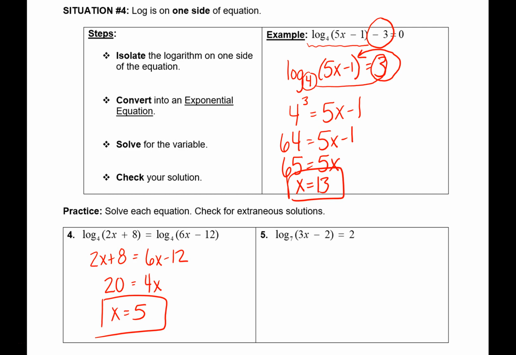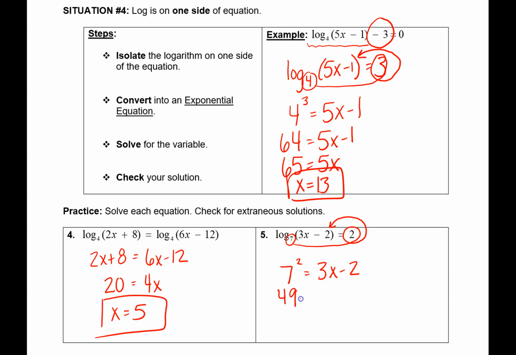On the number 5, I have log base 7 on one side and a 2 on the other. I don't have log base 7 on both sides, so I can't just set the interiors equal to one another. In this one, I don't have anything to isolate because the only thing on the left-hand side is this logarithm. So I'm going to exponentiate, meaning I'm going to take my base, raise it to the power of the other side, and that's equal to my interior. So 7 squared is equal to 3x minus 2.